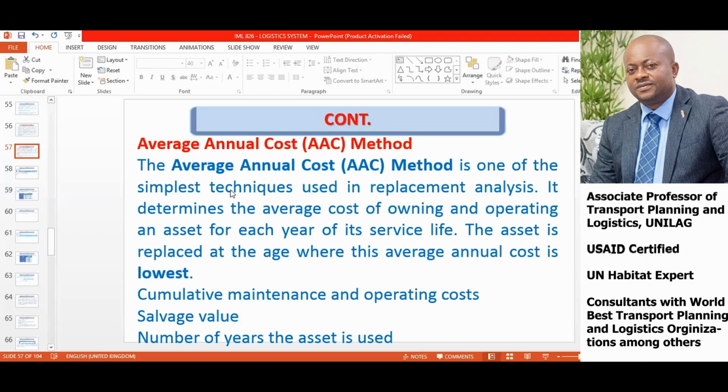The first method that we are going to be using, I'm going to expose you to three methods. The first method we are going to be using in replacement analysis is the average annual cost method. And what this does is that it will help you to determine the average costs of owning and operating an asset for each year of its service life, as long as that particular equipment, vehicle, or machine is still in use. Then the asset is replaced at the age where the average annual cost is lowest.